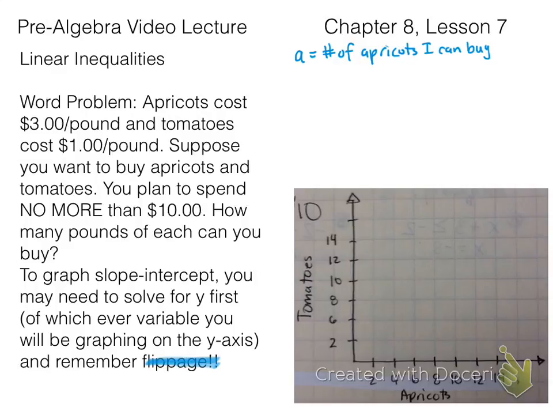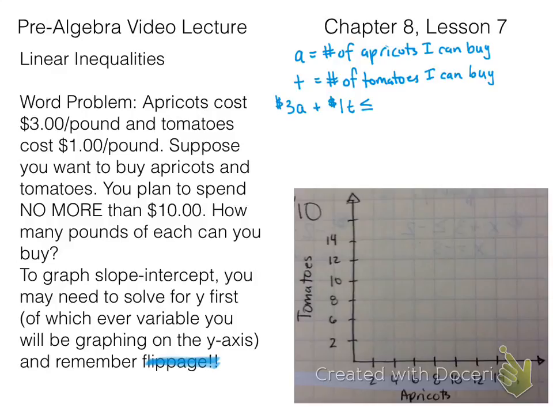All right, so I'm going to make A the number of apricots that I can buy. I'm going to make T the number of tomatoes I can buy. And I know that it's $3 for each apricot I buy. So if I don't know how many apricots I'm buying, but multiply it by 3, I'm going to get the amount of money I spent only on apricots. And then if I add the number of tomatoes I buy times the price of the tomatoes, I'm going to get the amount of money I spent only on tomatoes. Add them together, and the thing is I can't spend more than $10. I can spend exactly $10, right?